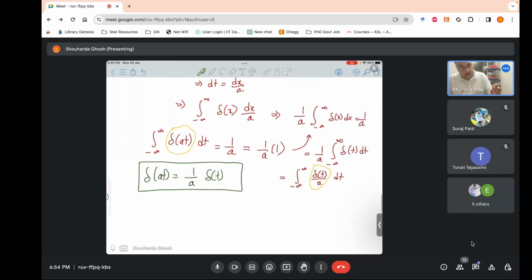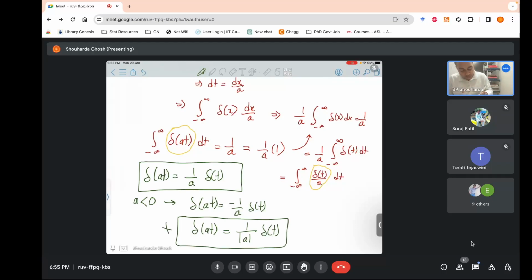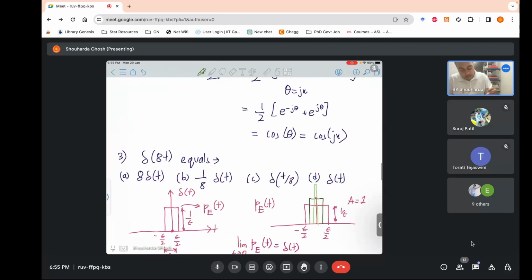I leave this for you as homework: even if a is negative, what you will finally get is delta at equals minus 1 upon a delta t. So in general, what do we write? If a is negative, negative and negative cancel, you get the magnitude. So delta at is 1 upon mod a delta t. Very important. So what do we get? Option B.